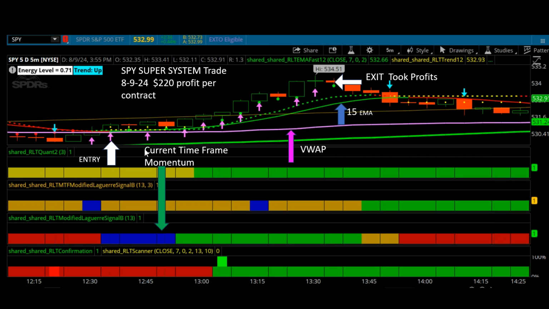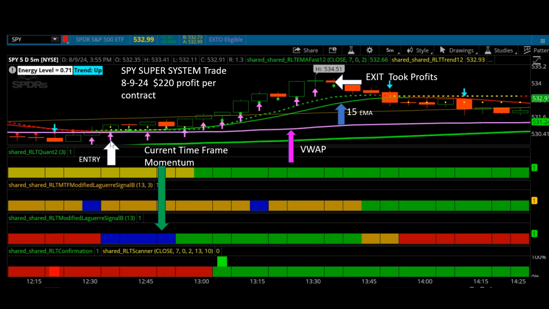That's a key. The other key is the VWAP. This is the volume weighted average price, this pink line that I've got identified. That's the VWAP, and the green one here is the 15 EMA. So these are my two support and resistance levels that are critical. I need to look for the stock price, in this case, moving up through it.